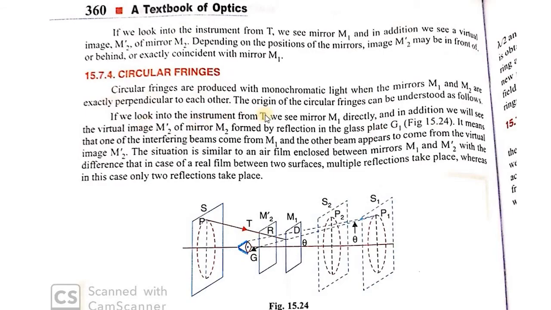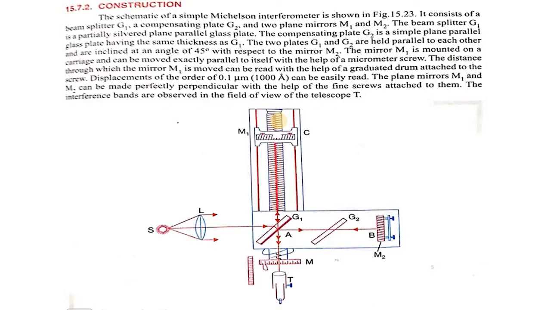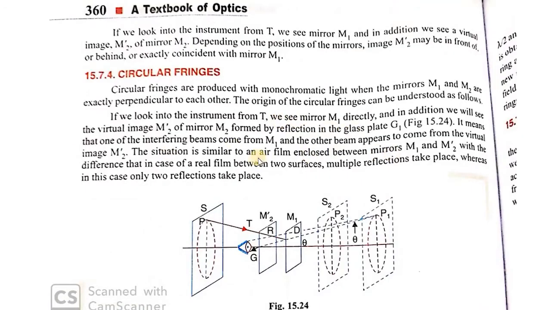If you are looking at the instrument from T, we see the mirror M1 directly, and in addition we will see the virtual image of the mirror M2, that is M2 prime, formed by the reflection in the glass plate G1. And normally in the glass plate G1 there will be reflection from the mirror, and you can see that also.